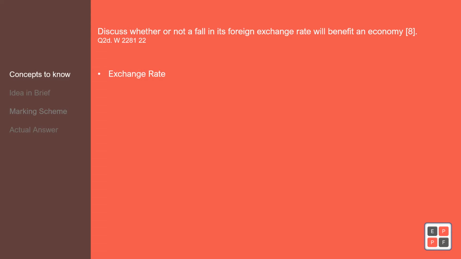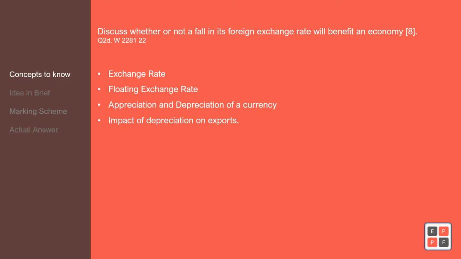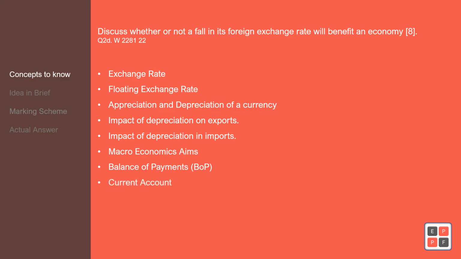What you need to know before solving this question is the concept of exchange rate, which is the value of a currency in terms of another currency. Floating exchange rate, a mechanism of determining the value of a particular currency depending upon the forces of demand and supply. Appreciation and depreciation of a currency, impact of depreciation on exports, impact of depreciation on imports, the macroeconomic aims, balance of payments, which is basically a record of all transactions between countries, current account, which measures the flow or outflow of income in a balance of payments, and of course the role of price elasticity of demand, which is crucial for solving this question.